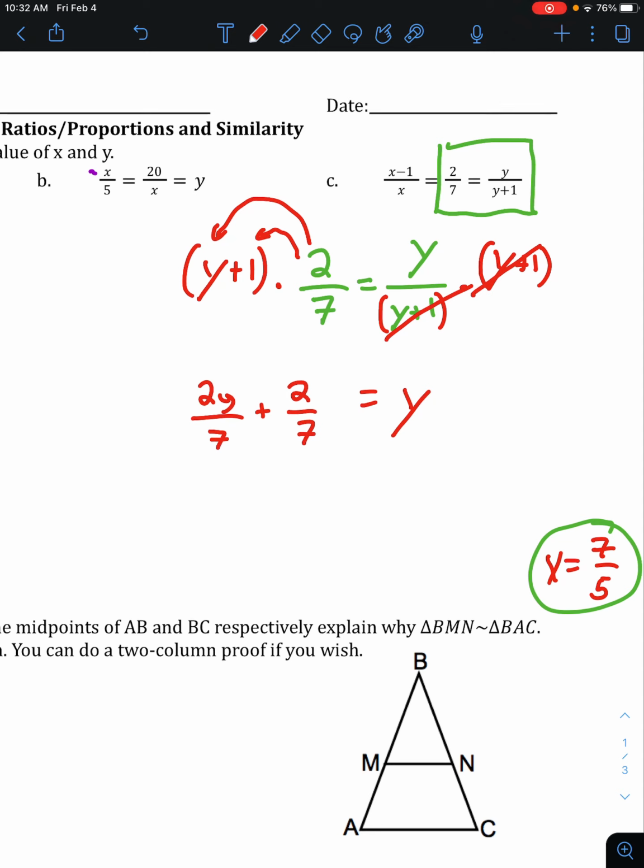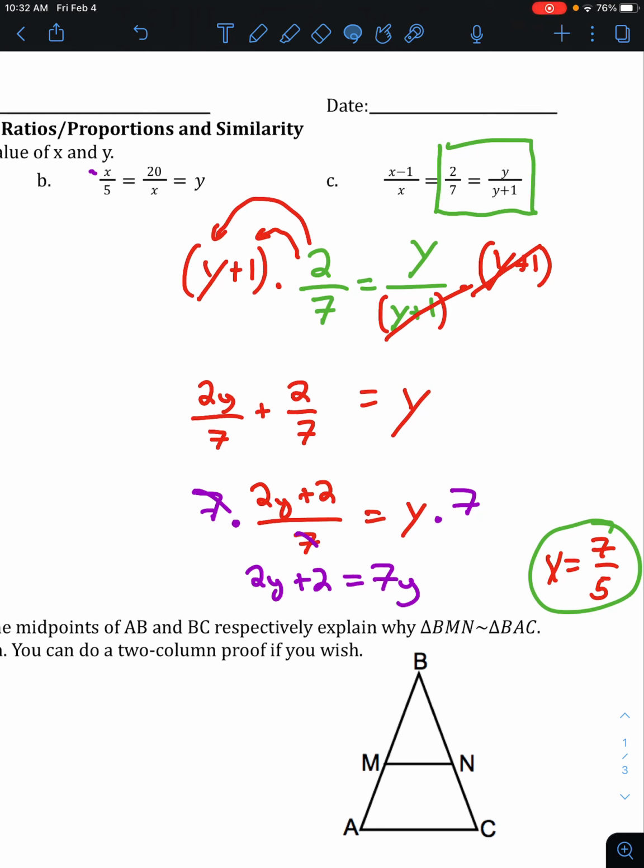And there's multiple ways you could go about solving this, but I see that we have a common denominator on the left, so I'm just going to combine my two fractions to be 2y plus 2 over 7, because this allows me to get rid of the denominator now. If I multiply both sides by 7, I'm left with 2y plus 2 equals 7y.